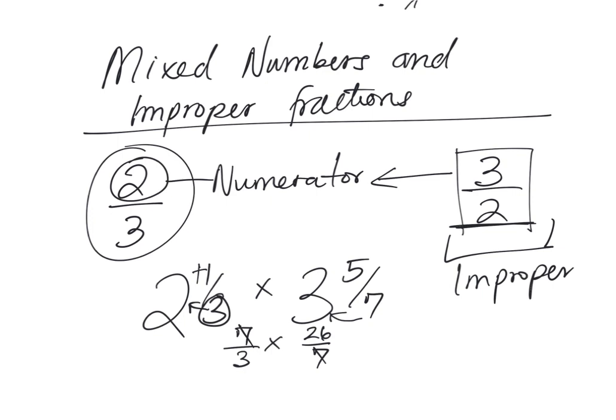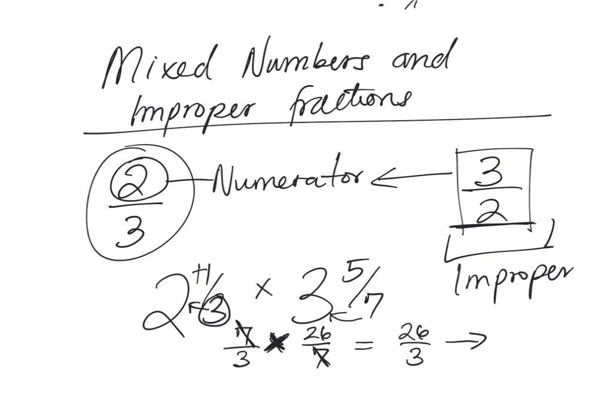Now, these 7s can cancel. That's a shortcut that works. It's actually a legitimate shortcut in mathematics. You can cancel these two numbers here because they are being separated by a multiplication. So the 7s can cancel. They're common. So then you're left with 26 over 3.